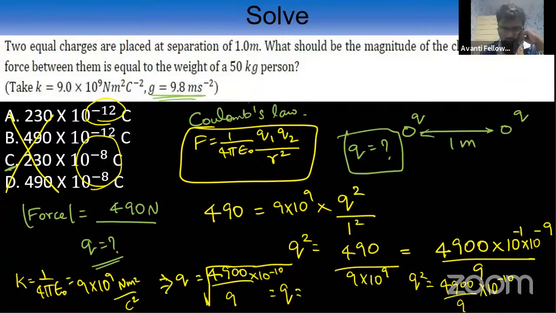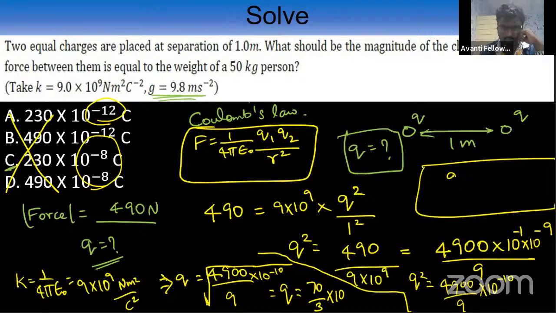Yes, so I should get Q is 70 by 3 into 10 power, so square root of 10 power minus 10. How can I write this? Okay, we'll write here, sorry for this, 10 power minus 5, right? So 70 by 3.